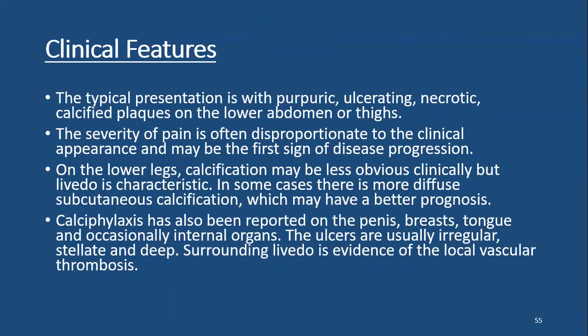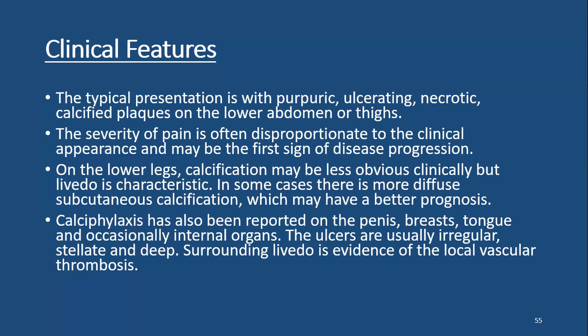Usually, the typical presentation is with purpura, then ulcerating, necrotic plaque on lower abdomen and thigh. The severity of pain is often disproportionate to the clinical appearance, so it's quite painful and is the first sign of disease progression. On lower leg, calcification may be less obvious clinically, but livedo is characteristic. In some cases, there is more diffuse subcutaneous calcification, which somehow has a better prognosis.